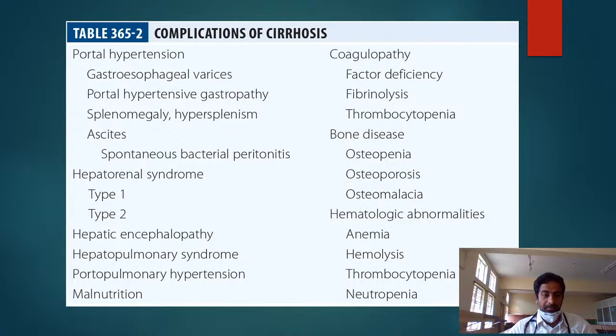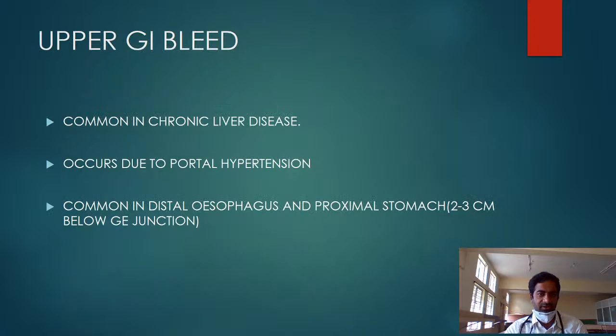hypertension. Malnutrition can also cause coagulopathies with mainly factor deficiencies, mainly 2, 7, 9, 10, fibrinolysis, thrombocytopenias, bone disease like osteopenia, osteoporosis, osteomalacia, and hematological abnormalities like anemia, hemolysis, thrombocytopenia, or neutropenia. Okay, so these are the most common complications of cirrhosis of the liver.